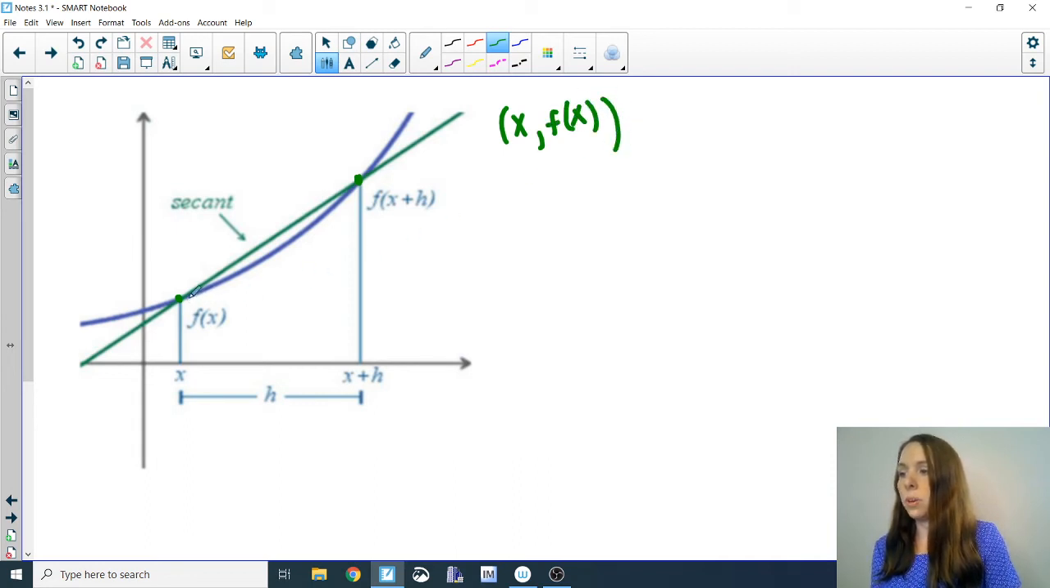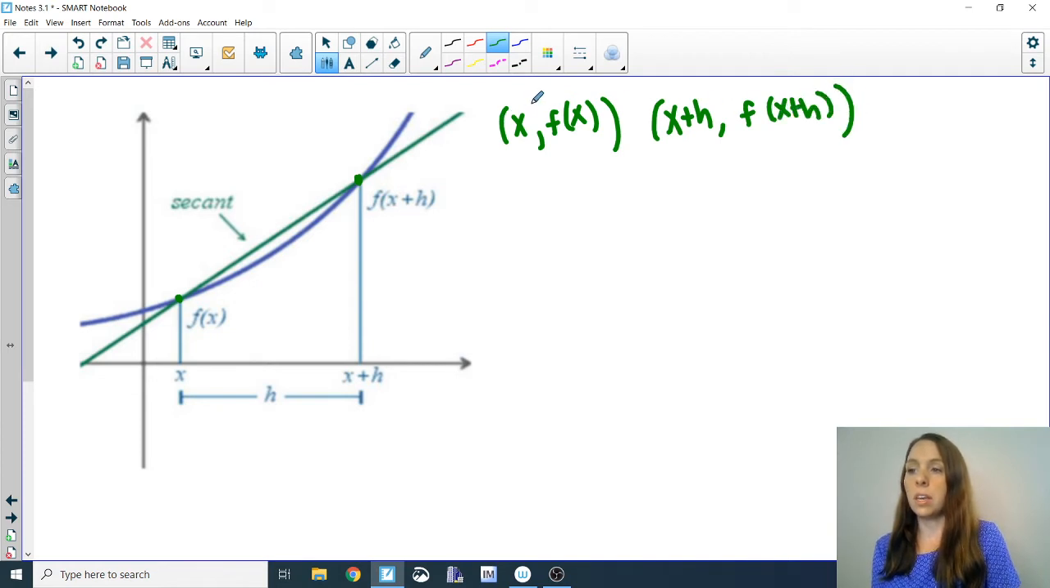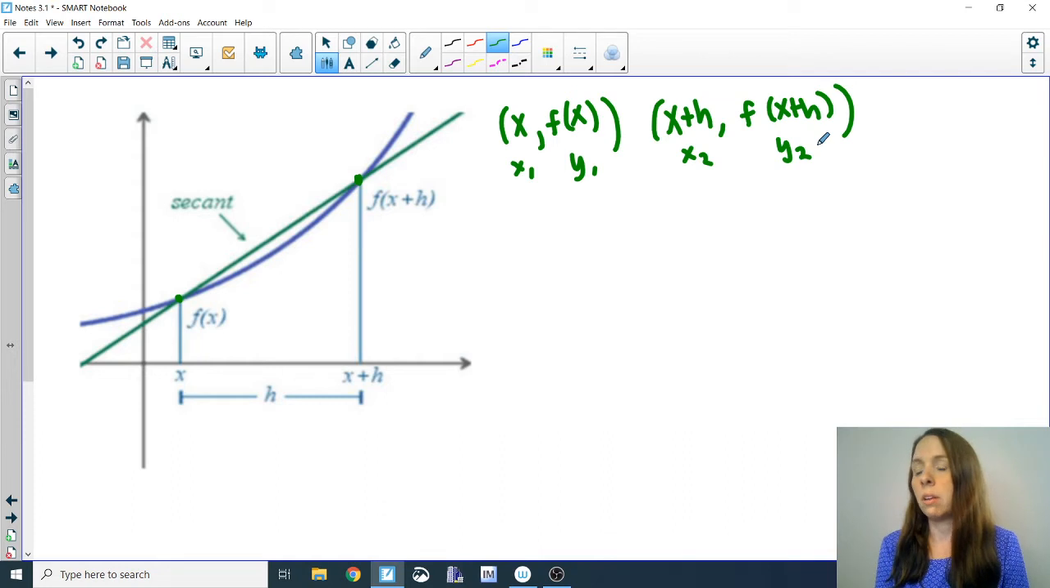So the first point I wrote as an ordered pair x, comma, f of x, and the second point I'm writing as an ordered pair x plus h, comma, f of x plus h. This is like x1, y1, x2, y2, just 2 ordered pairs. If you're familiar with that, you might even want to label it here, because that might be something you're used to seeing from way back in Algebra 1.